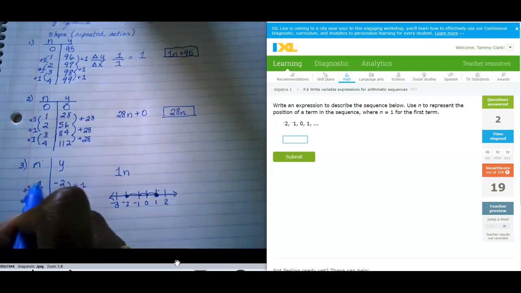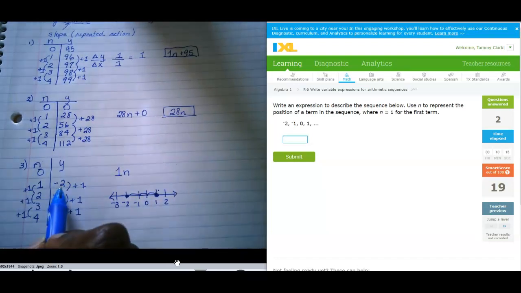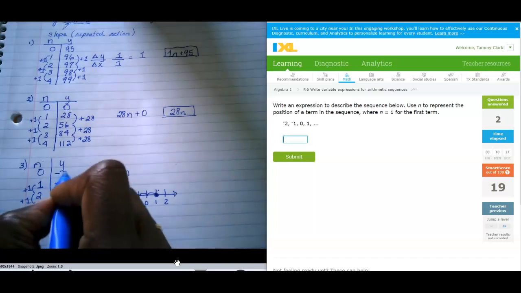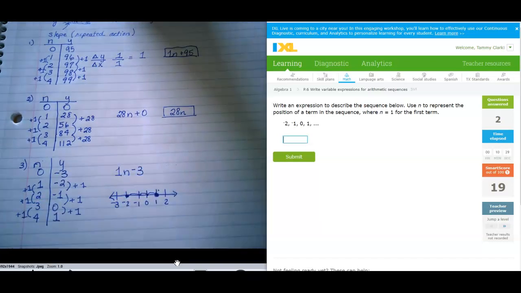So let's test it here. If I go 0, what was the number before -2 before I added 1? So let's see. If I'm at -2 and I subtract another one, that gives me -3. So there's a couple of different ways that you can think about this. So we'll do n minus 3.